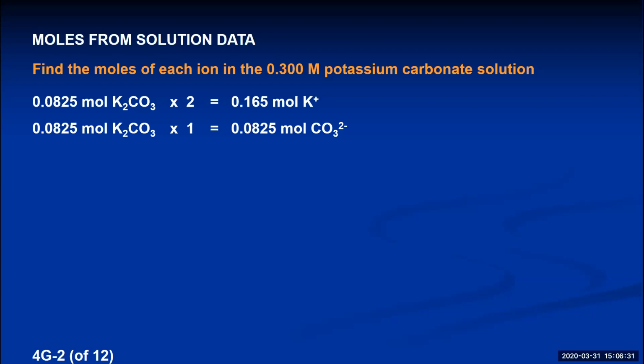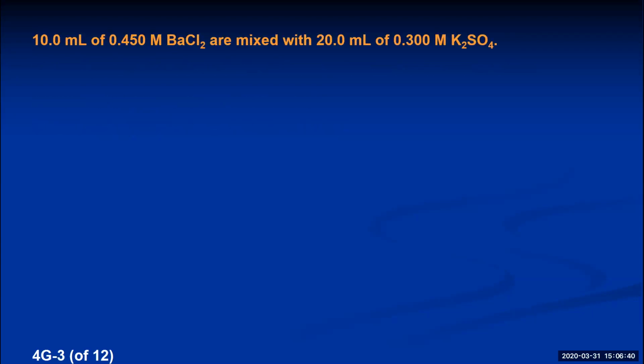I want to talk about the mixing of 2 solutions together and see if we can determine what the molarities are and what the moles are of each of the different components in this particular solution. So we're going to take 10.0 milliliters of 0.450 molar barium chloride and mix it with 20.0 milliliters of 0.300 molar potassium sulfate. And I'm going to ask you a series of questions about the mixed solution. A, we're going to try to find the moles of each ion present in this solution.